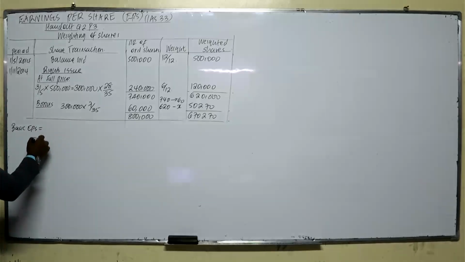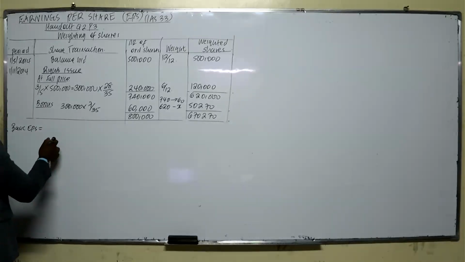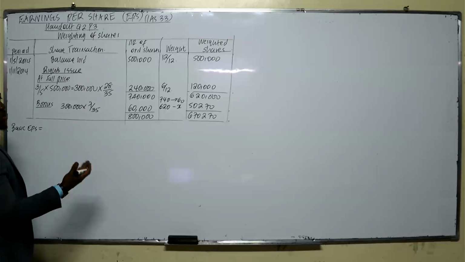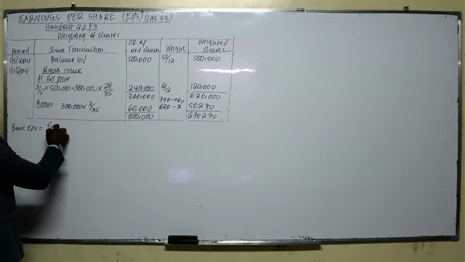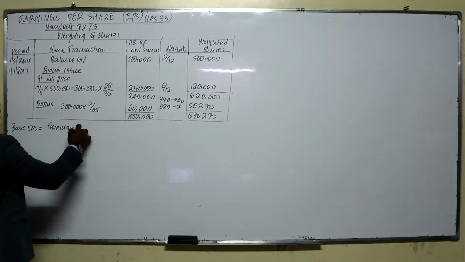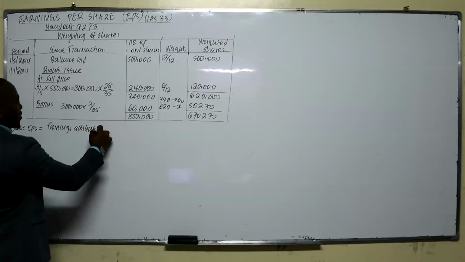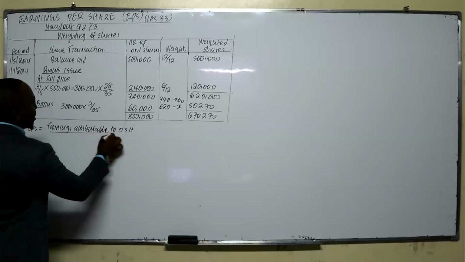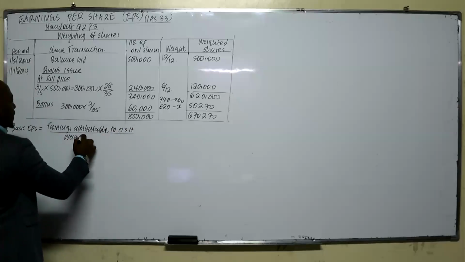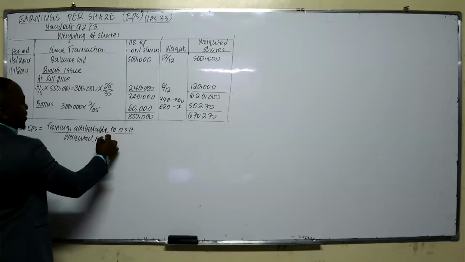Basic EPS. To get the basic EPS, you take the earnings attributable to ordinary shareholders, which is equivalent to profit after tax minus preference dividends. So you take the earnings attributable to ordinary shareholders, then you divide by the weighted number of shares.